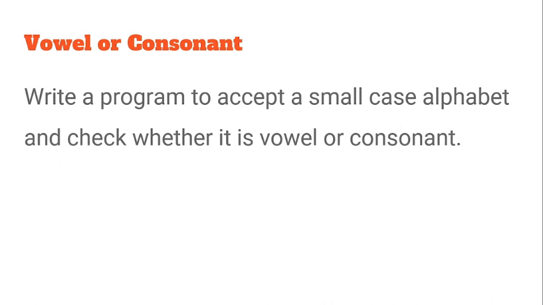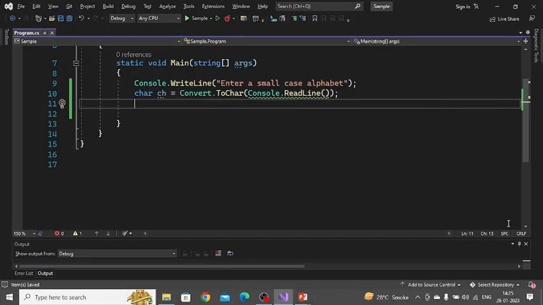Okay, so let's do the program rather and see what all we can learn from it. Okay, so as usual, the initial part is ready. Enter a small case alphabet, that's the message. And because of this, we also had seen how to read a character. See, convert.toChar is a function which accepts a string and converts the first character of that string into a char form. Okay, so here we expect user to enter only a single character. So whenever a string is being read, ideally it should contain only a single character which will get converted to a character format. Okay, so in short, we've read a character from the user.